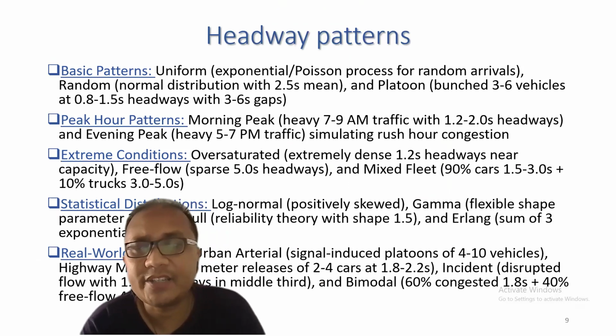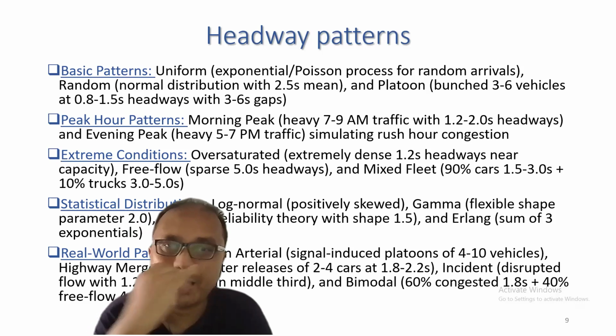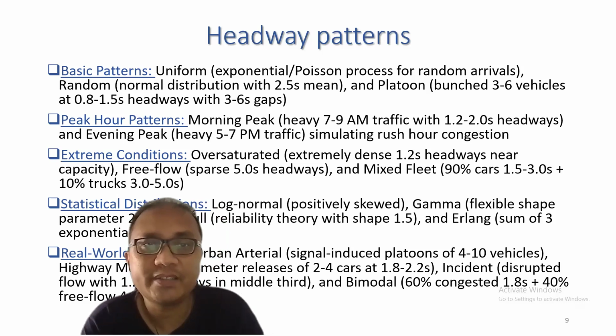Then I talk about the headway patterns. We use 5 types of headway patterns. First one is basic, which has uniform, platoon, and random types. Platoon arrivals have 0.8 to 1.5 second headways with 3 to 6 second gaps. For peak hour patterns, we have 2 different peaks. For extreme conditions, we have saturated, free flow, and mixed fleet. For the mixed fleet, 90% are cars with headway of 1.5 to 3 seconds, and 10% are trucks with headway of 3 to 5 seconds.